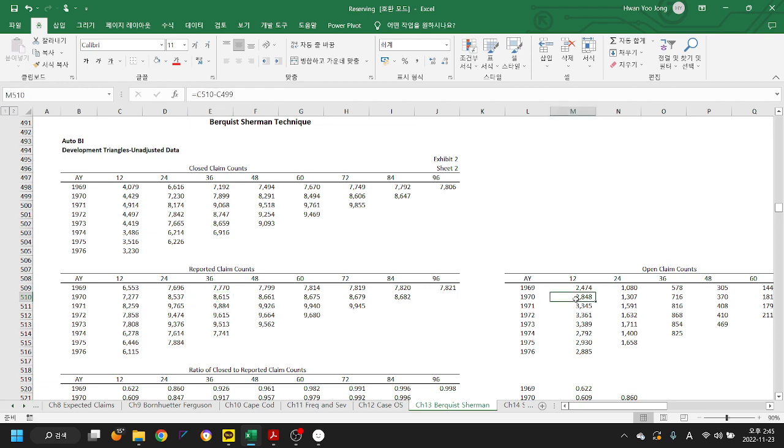Here closed claim count and reported claim count are given. I just subtract the cumulative closed claim count from the reported claim count, and I end up with open claim count. This is the one that I already used to restate the case outstanding figure.